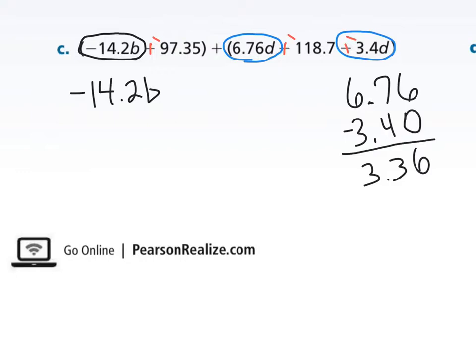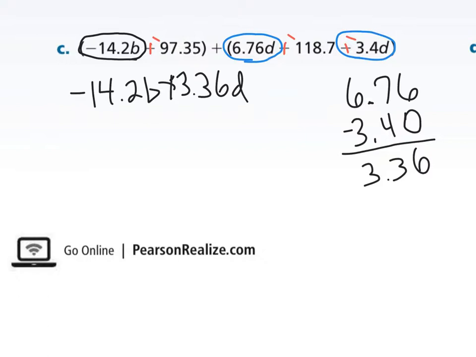And we can see here we had more positives than we did negatives. So our answer would be positive, so that would be a plus 3.36 D. And then we can look at our constants.